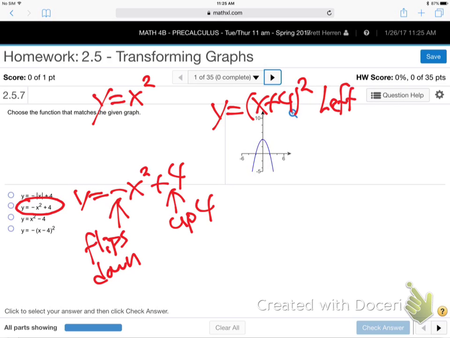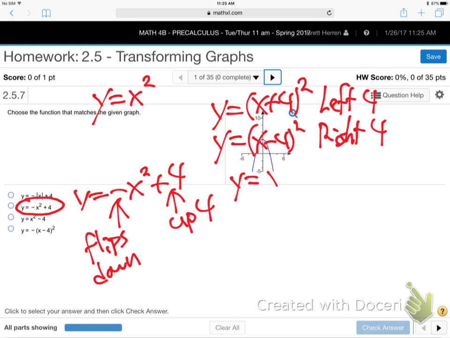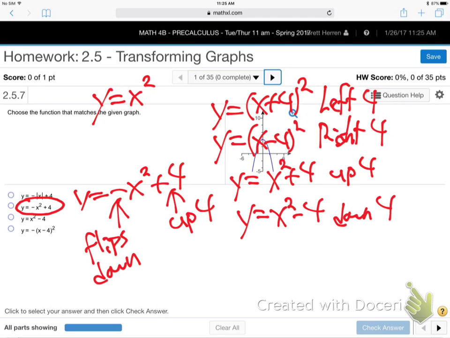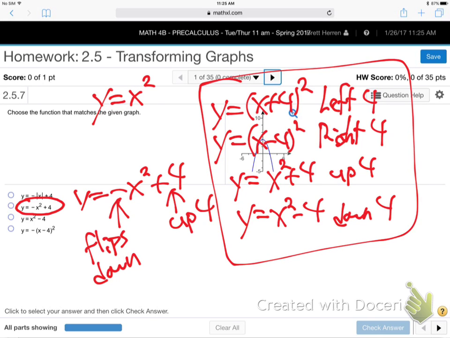That would move it left 4. And if you had x minus 4, it would go right. Left and right do the opposite of what you would think. Positive is left, negative is right. Whereas if you have the 4 out here, it's up 4. And if you have the 4 out, a negative 4, it's down 4. So let me start there. So there's some basic information about moving graphs.